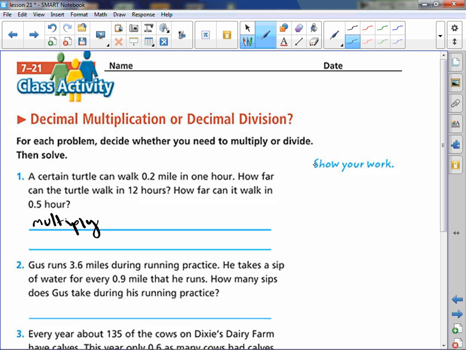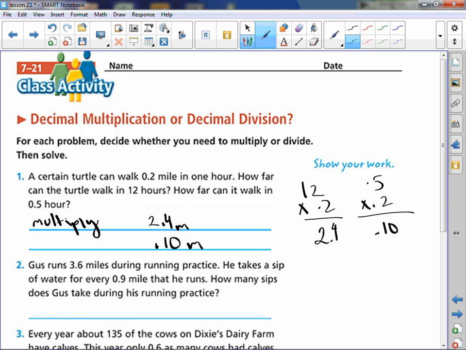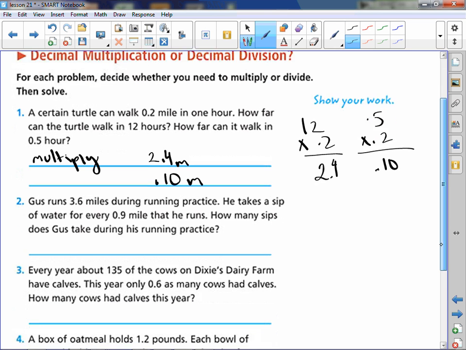okay? And we're going to take 12 and multiply that by 2/10. And then we're going to take 5/10 and multiply that by 2/10. Okay, well, 2 times 2, 4. 2 times 1, 2. And then decimal place over 1. So 2 4/10 miles in 12 hours. And then 5 times 2 is 10. Decimal goes over 2 places. So 1/10 of a mile in half an hour, okay, which is half of 2/10.